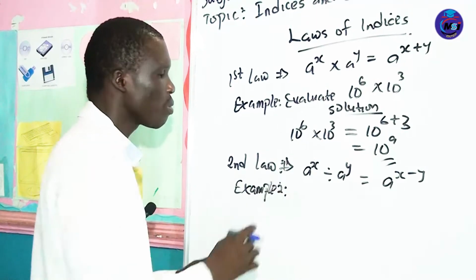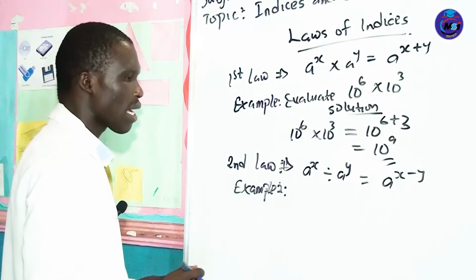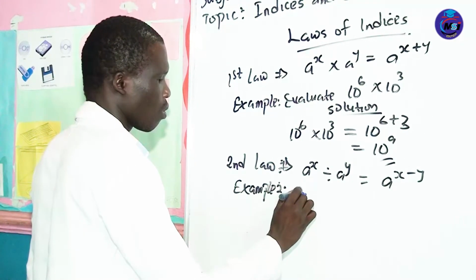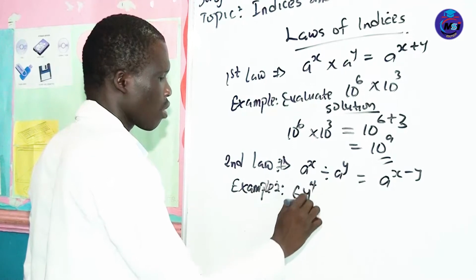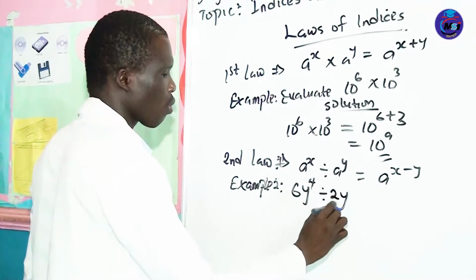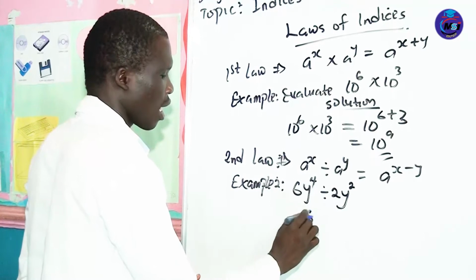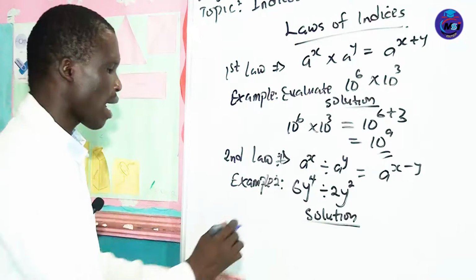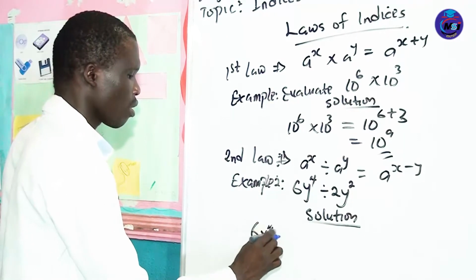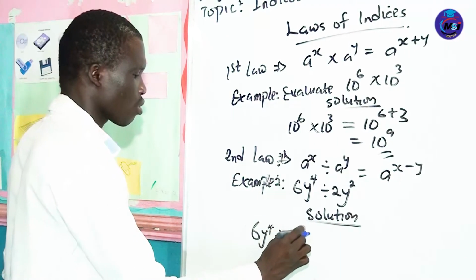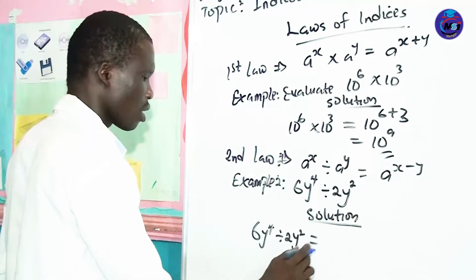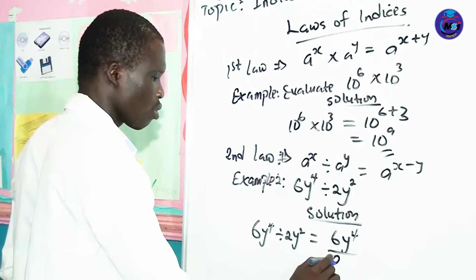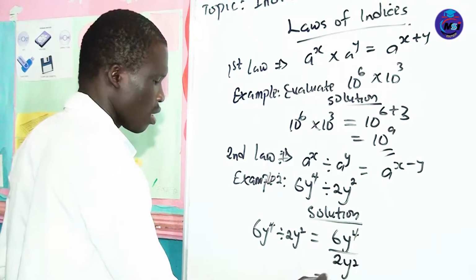Now let me give you an example where we can apply this formula. Example 2. If you have something like 6y raised to power 4 divided by 2y raised to power 2, how are we going to apply the formula here? We have 6y raised to power 4 divided by 2y raised to power 2. Okay, it's the same thing.